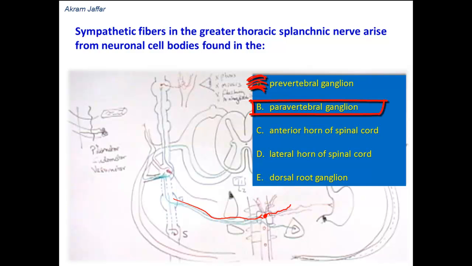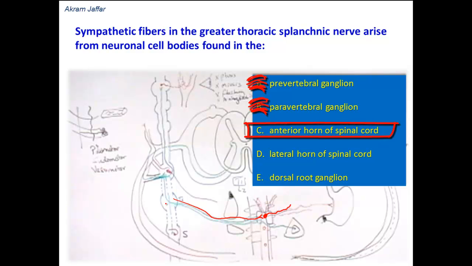Option B, paravertebral ganglion. By paravertebral ganglia is meant the ganglia of the sympathetic trunk. And as we have just mentioned, these splanchnic nerves carry preganglionic sympathetic fibers. Therefore, they pass through the sympathetic trunk, but they do not relay in the paravertebral ganglia. They leave the sympathetic trunk without relay.